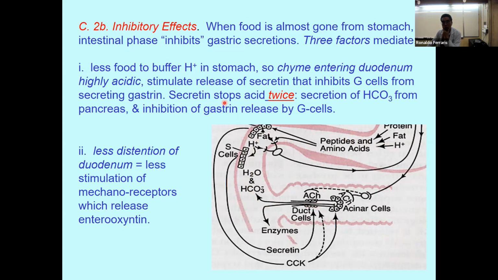Secretin actually also inhibits gastrin release by G cells. There is an arrow here that you are free to make, and I didn't because it would just be too confusing, inhibiting the G cells from releasing gastrin. So secretin stops acid twice: by releasing a natural antacid, bicarbonate, and by inhibiting the release of a stimulator of acid secretion.